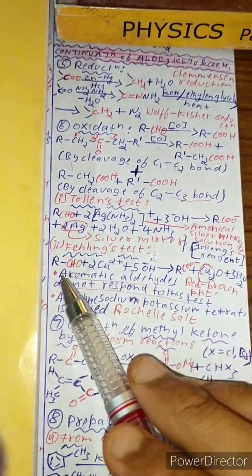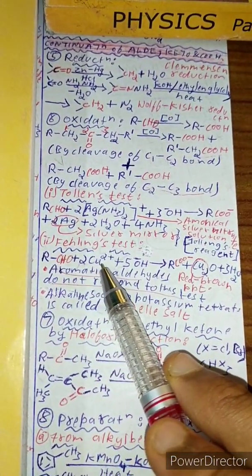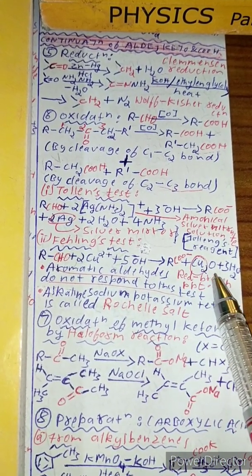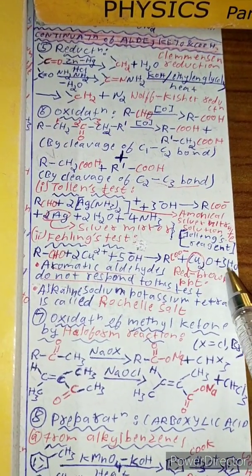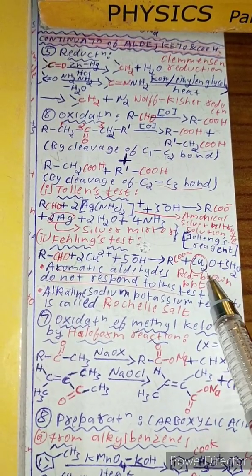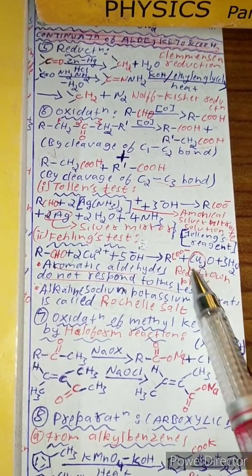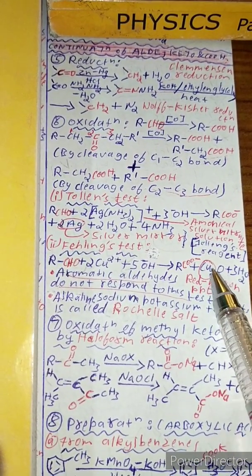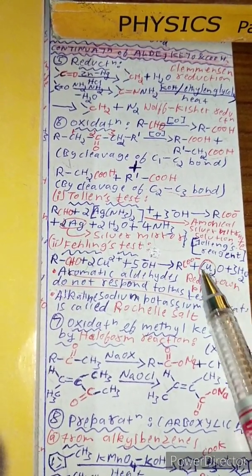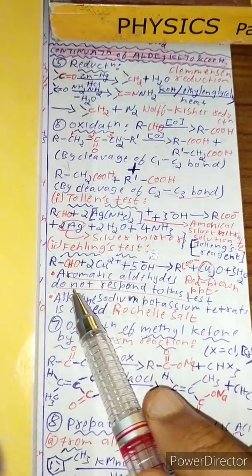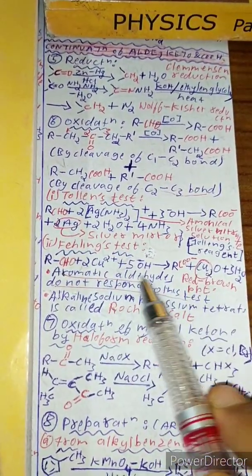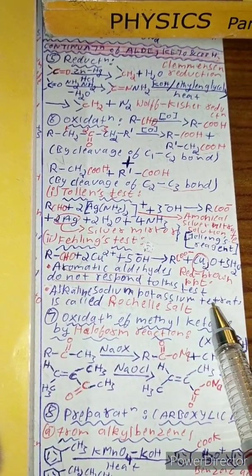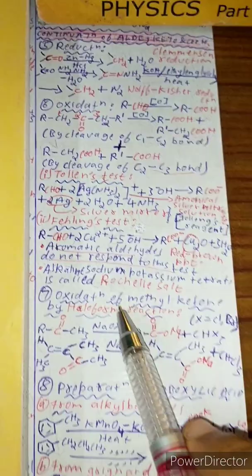Now what is Fehling's test? RCHO plus 2Cu2+ plus 5OH minus gives RCOO minus plus Cu2O plus 3H2O. This Cu2O forms a red brown precipitate. And how will you remember that it forms a red brown precipitate? Copper always looks red brown. So this collectively forms a red brown precipitate. And aromatic aldehydes do not respond to Fehling's test. Alkaline sodium potassium tartrate is also known as Rochelle salt.